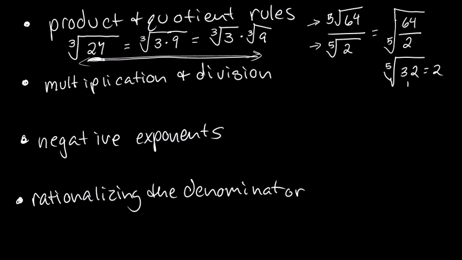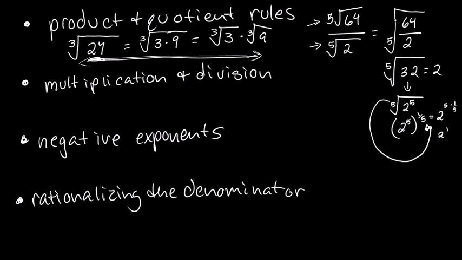And of course you could go through the steps and factor 32 and find that it is 2 to the 5th. If you're taking the 5th root, that means that 2 to the 5th is to the 1/5 power, because that index number goes in the denominator. And so then that gives you 2 to the 5th times 1/5, which is 2 to the 1st, which is just 2.